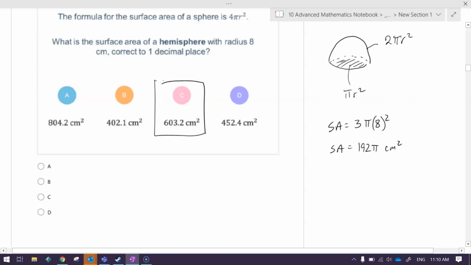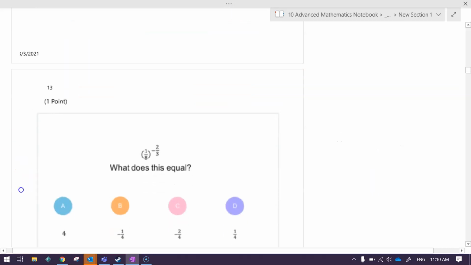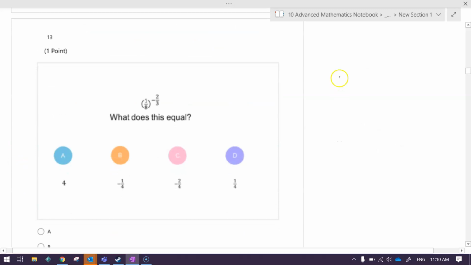603.2 square centimetres. And we've got our answer. Question 13. 1 over 8 to the power of negative 2/3. Just take it slowly with these. Keep your head and your wits about you and you'll be fine. Negative indices are the worst. What do they do? They move things from the bottom to the top or the top to the bottom.